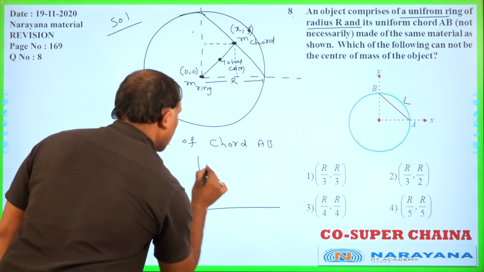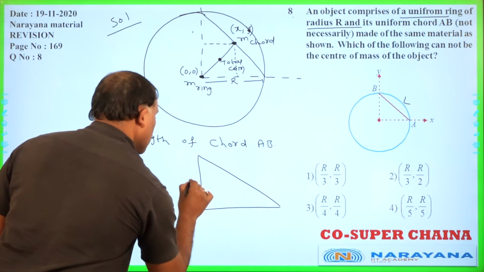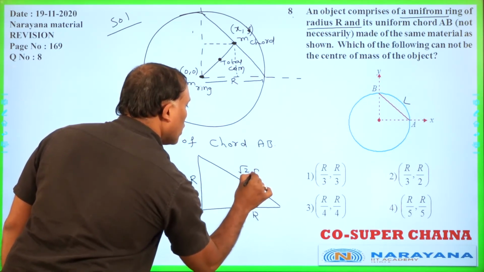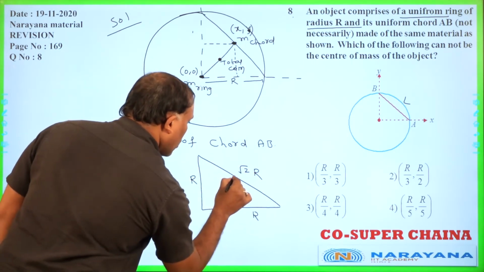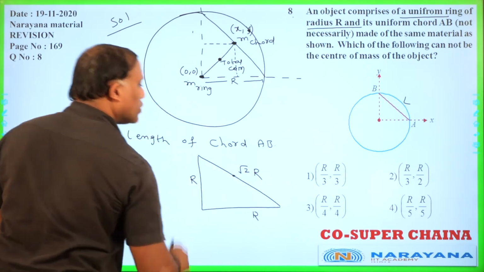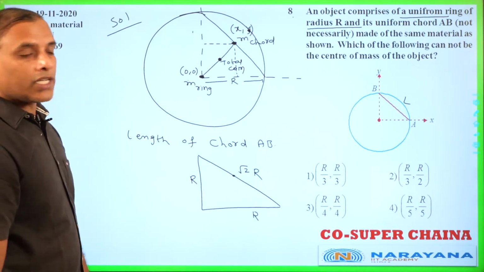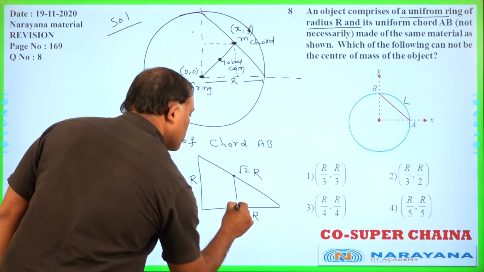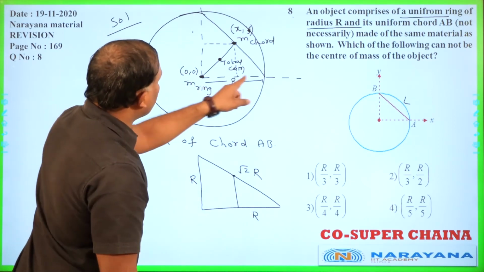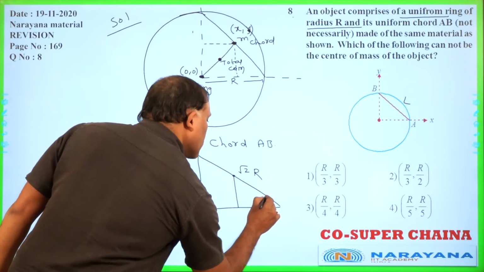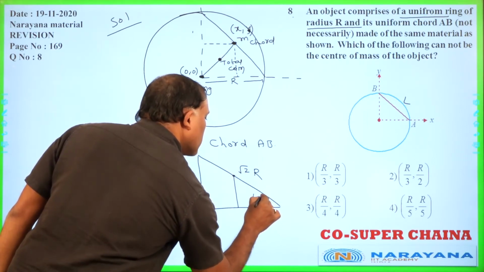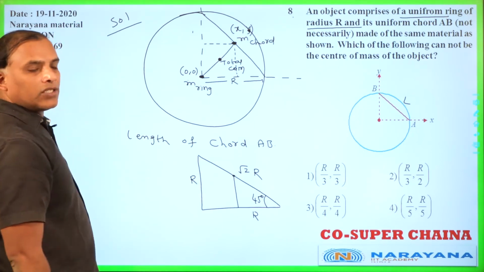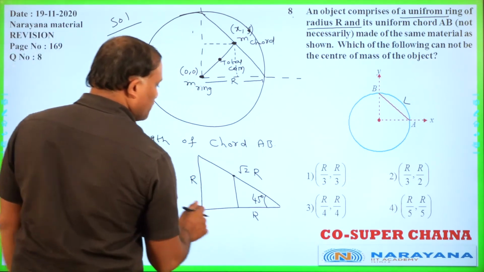What is that you can see? It is a right angle triangle, you can see clearly. So this is R, this is R, this is root 2 R. Exactly half will be having the center of mass of that one. So what is that center of mass position? This is a right angled triangle, and obviously here it is 45 degree. So 45 degree means, then what is this value?